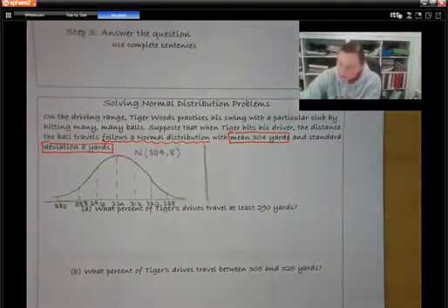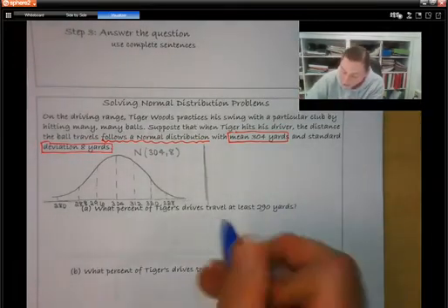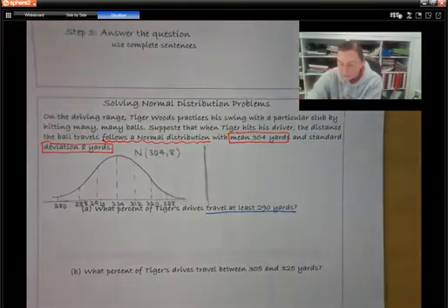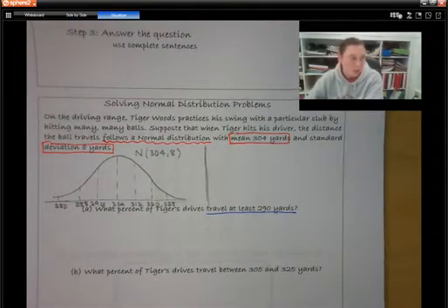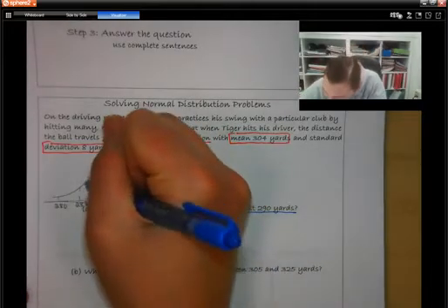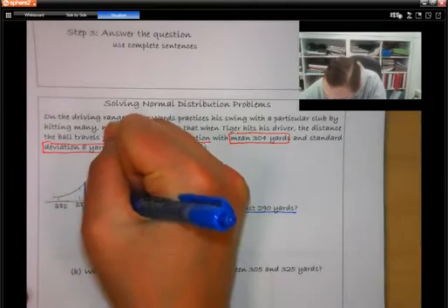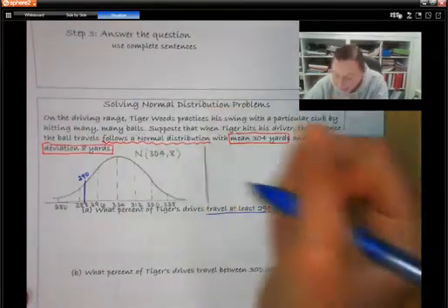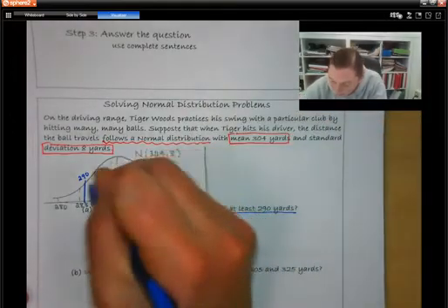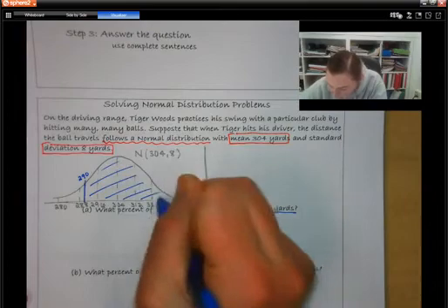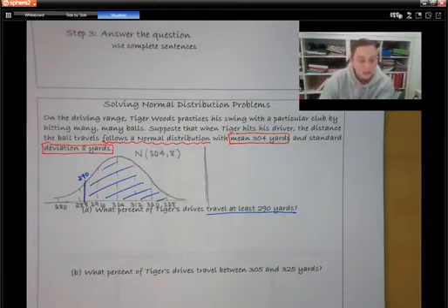So the question says, what percent travel at least 290 yards? Remember, at least means it could travel more than. So 290 is approximately here. So that's 290. At least would be greater than. So we're looking at this area under the curve. Now, like I said, the online calculator, I put the link under the assignment.